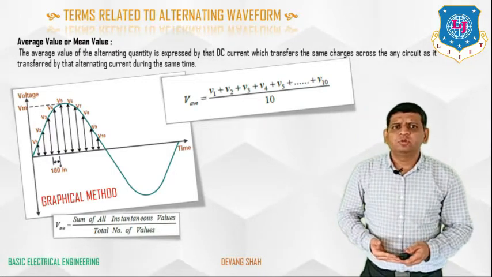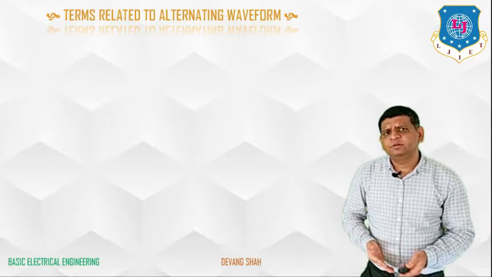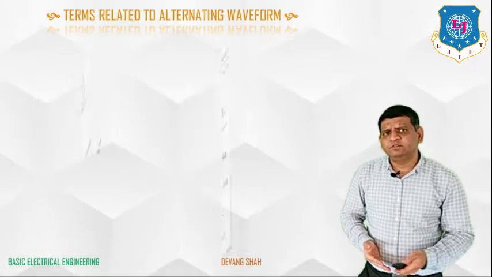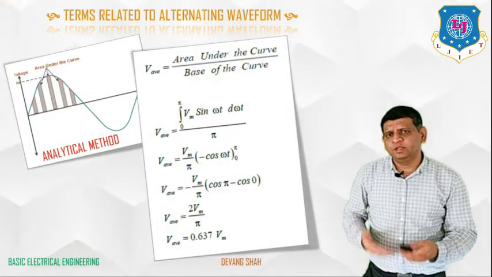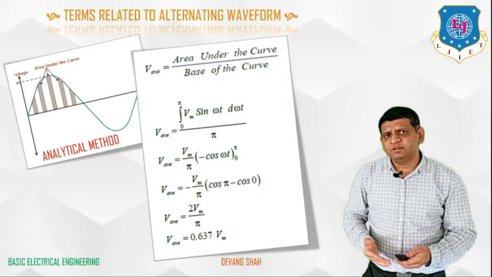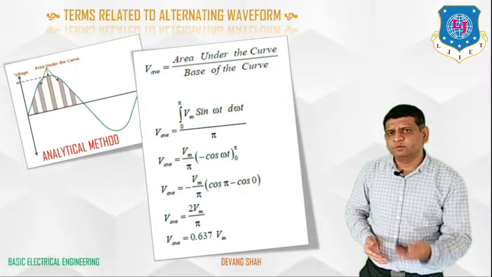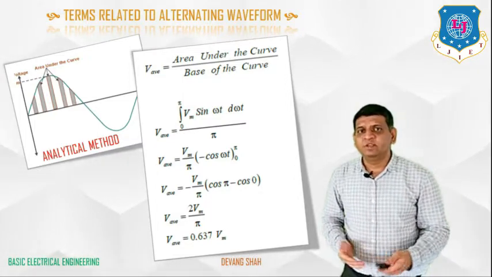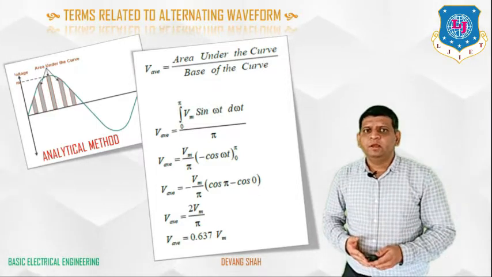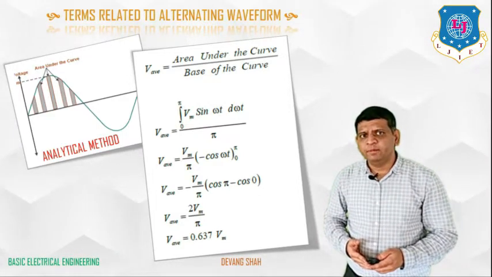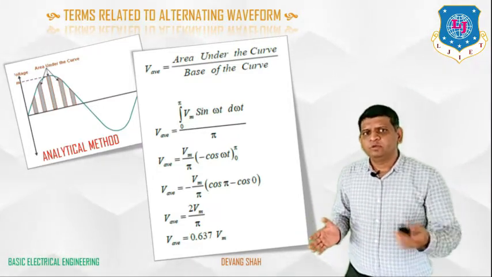So once you check here, you can find the average value for the positive half cycle. Here the V average value is nothing but the area under the curve divided by the base of the curve, right? From this you will find V average is the integral from 0 to pi, because we are taking only from 0 to 180 degrees. So from 0 to pi, Vm sin omega t d omega t, divided by pi, right? We are taking the samples only from 0 to pi.